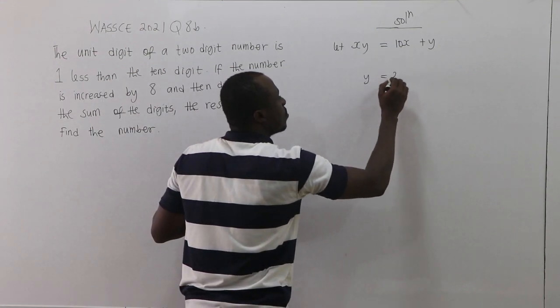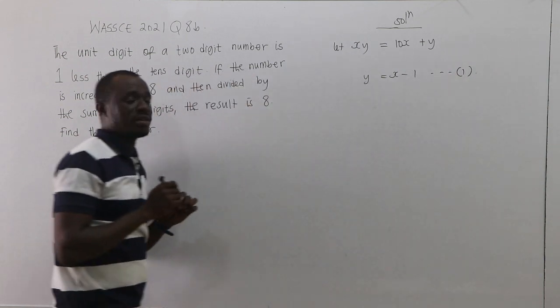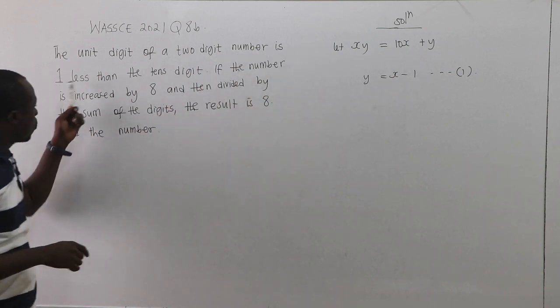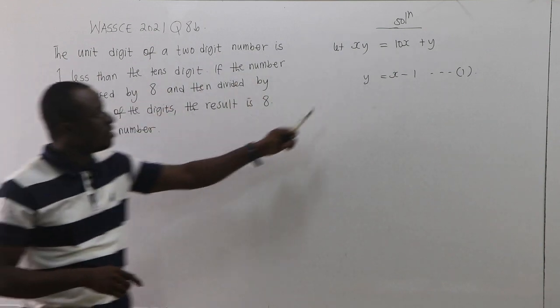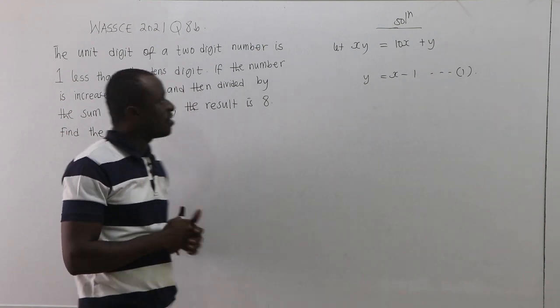Y is equal to x minus 1. And this would be our first equation. The unit digit of a 2-digit number is 1 less than the tens digit. So the unit digit here is y, and the tens digit is x. So y is equal to x minus 1. That will be our first equation.